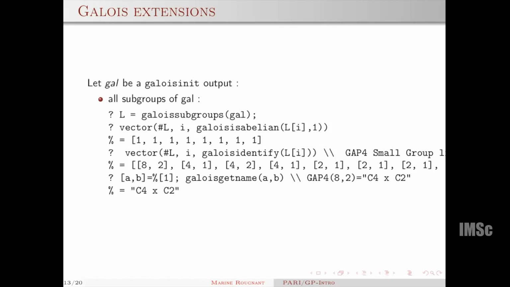Here we have a lot of subgroups. We have a list of 8 subgroups. For each of these subgroups, I ask if it's abelian. They are all abelian. And then I ask who they are. The first one is 8, 2, the second one is 8, 1, 4, 1, and so on. So you have the list of all the subgroups with different polynomials that generate them.